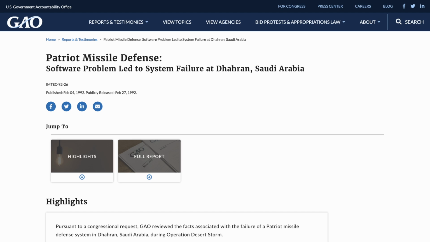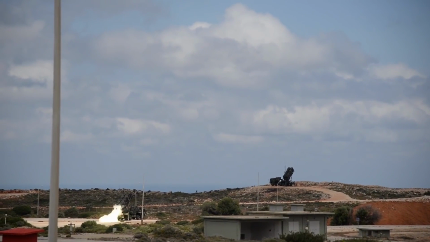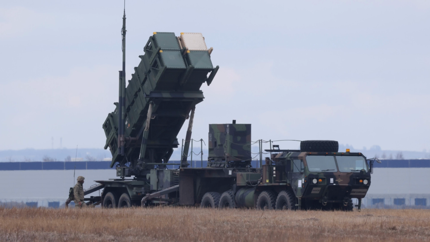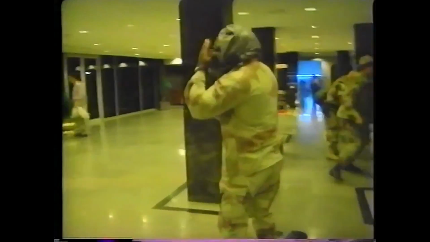However, the Government Accountability Office launched an investigation and released their findings via a report. In it, they explained how a software bug was to blame, and that this software bug meant that the chances of intercepting a rocket decreased over time. It was during the first Gulf War that the American Patriot defense system gained credit for its ability to intercept incoming rockets and protect American lives.